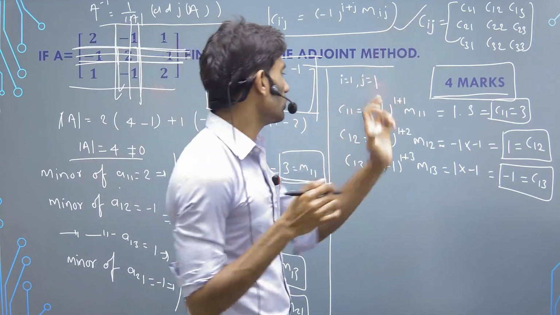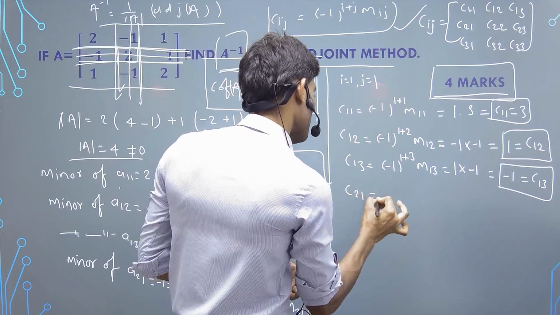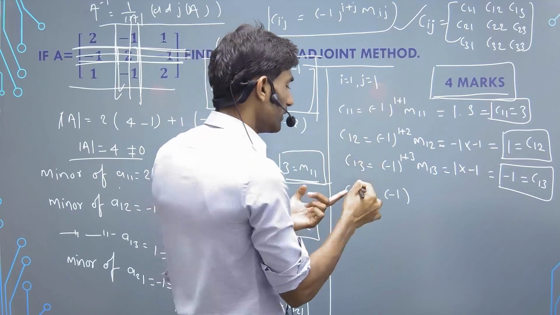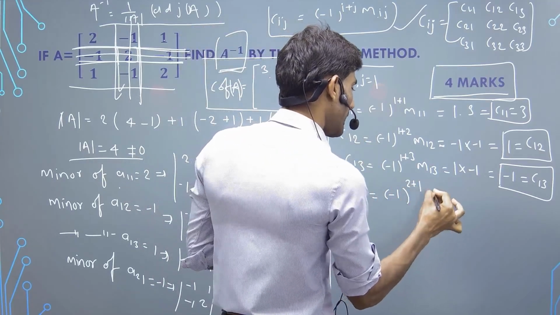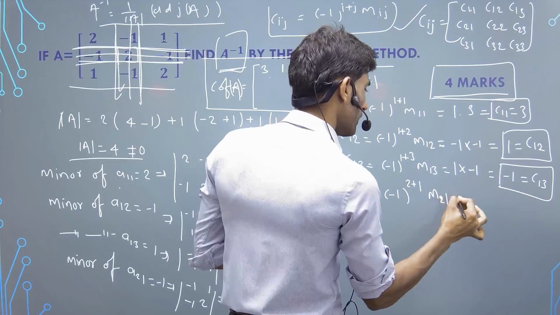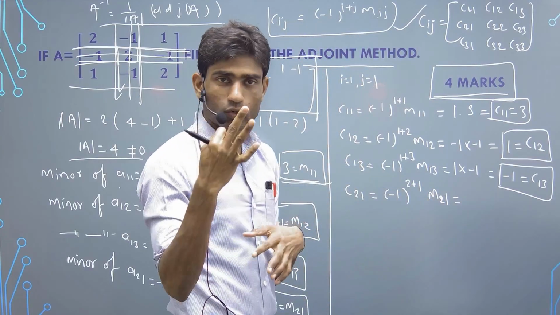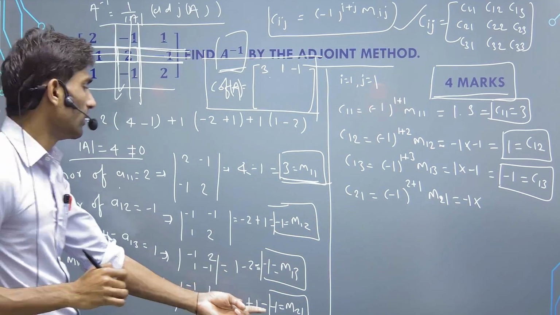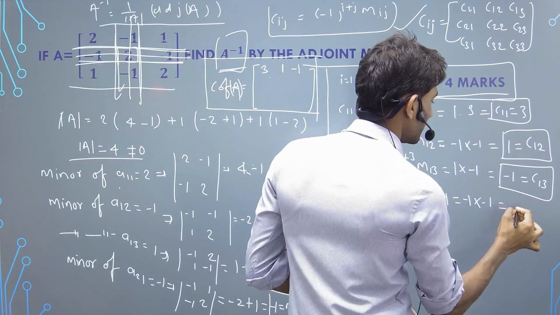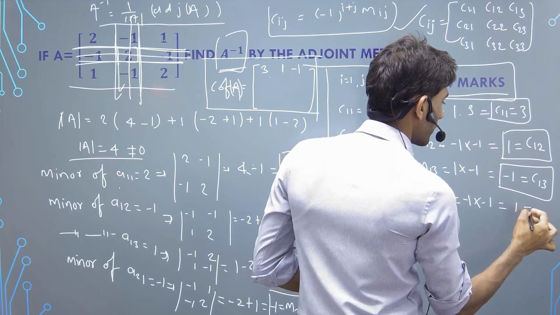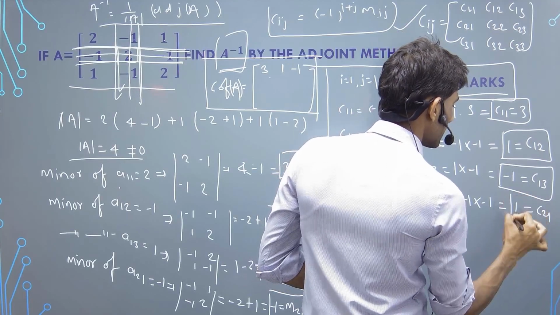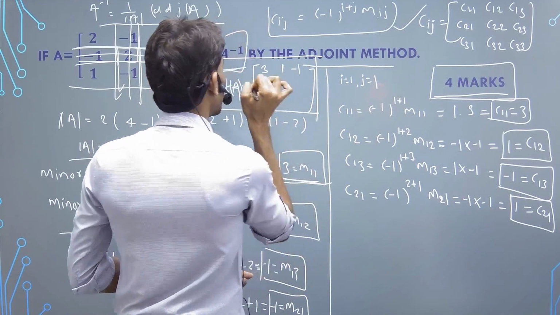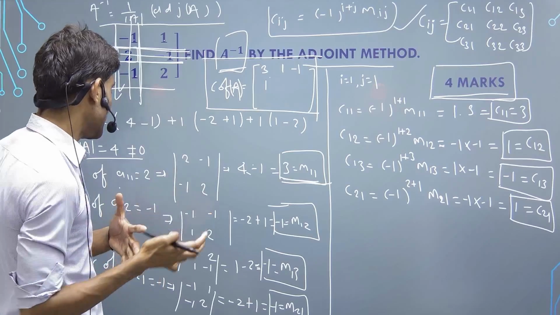Now let's go for C21. Minus 1 raised to, now i is equal to 2, j is equal to 1. Now put it here, 2 plus 1 and the minor of 2, 1. Now minus 1 raised to 2 plus 1 again goes to an odd power, it gives us minus 1, multiplied by the minor of 2, 1, which is minus 1. So minus 1 multiplied by minus 1 gives me 1. This is C21, so I got the value for C21, which is 1. Now put it here, C21 is 1. Now let's go for C31.